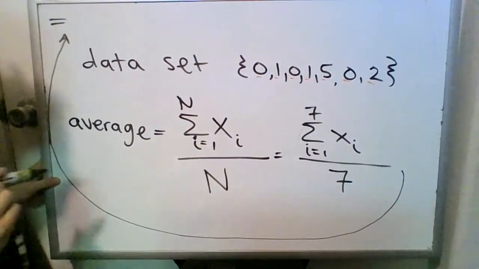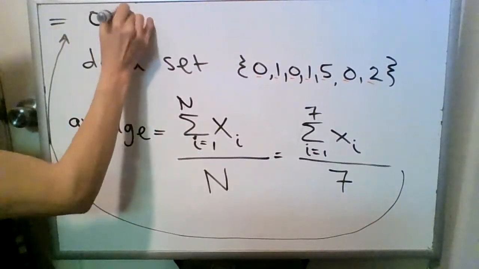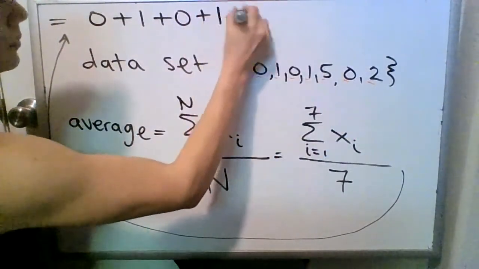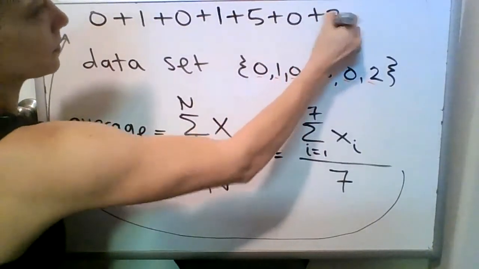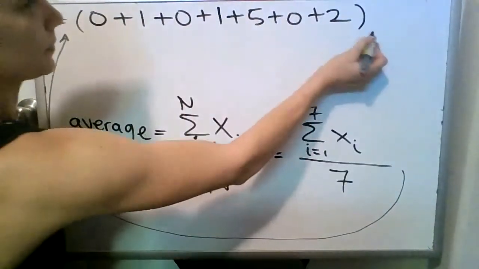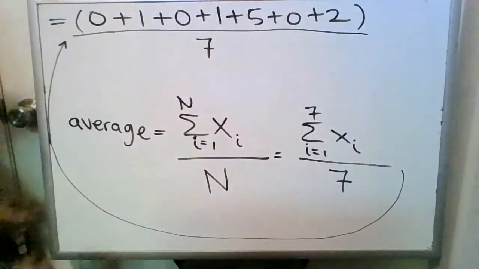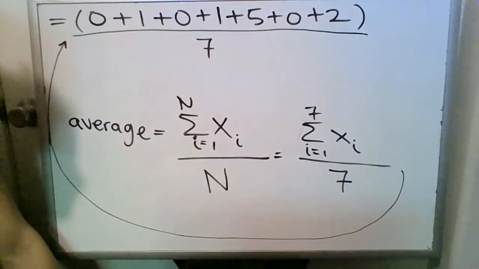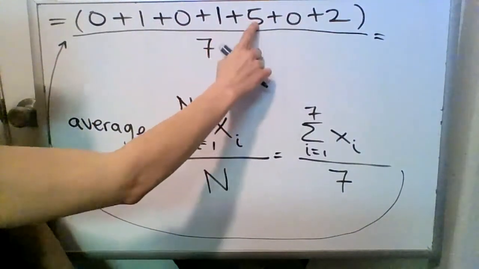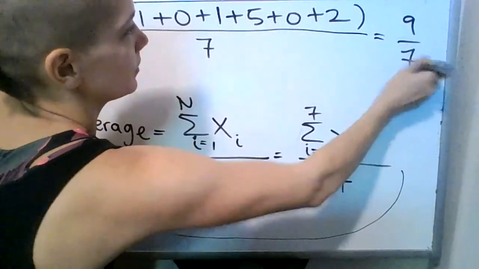Okay, we're at summing all of the values in the set. So we want to take 0, add 1, add 0, plus 1, plus 5, plus 0, plus 2. And divide that by 7. What do we got? 1, 2, 2 plus 5 is 7, 8, 9. 9 over 7 is good enough.